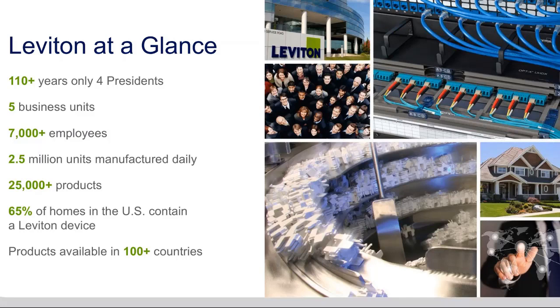We're also a pretty large company, pretty old company, over 110 years old, with 25,000 different products that we manufacture, and those span all kinds of different industries. There's commercial spaces and industrial spaces. Today we're going to be talking about some of the residential spaces that we have products in, and we actually have products available in over 100 countries as well.